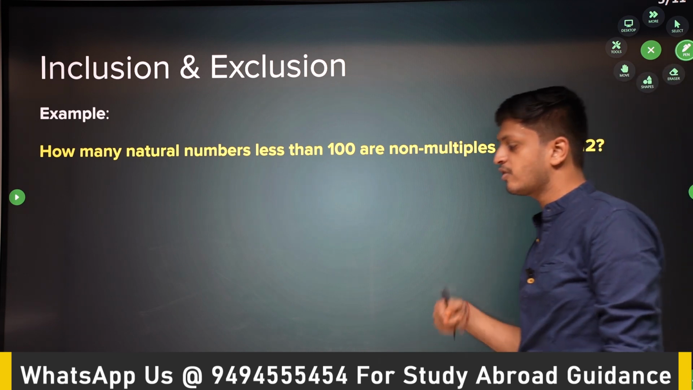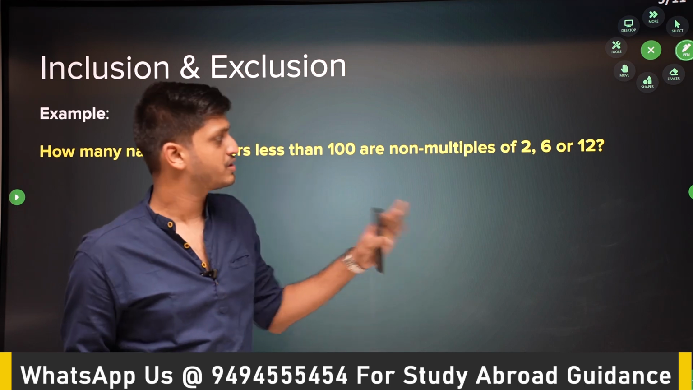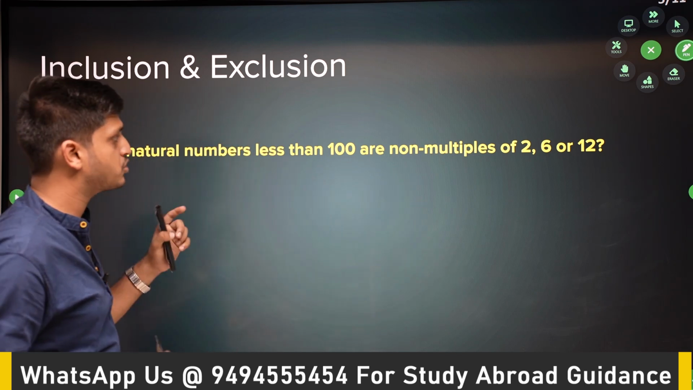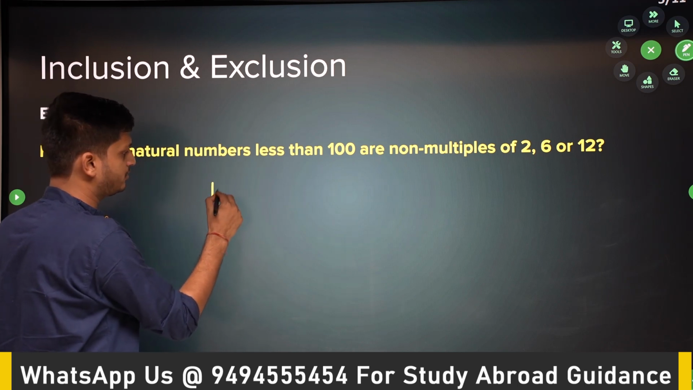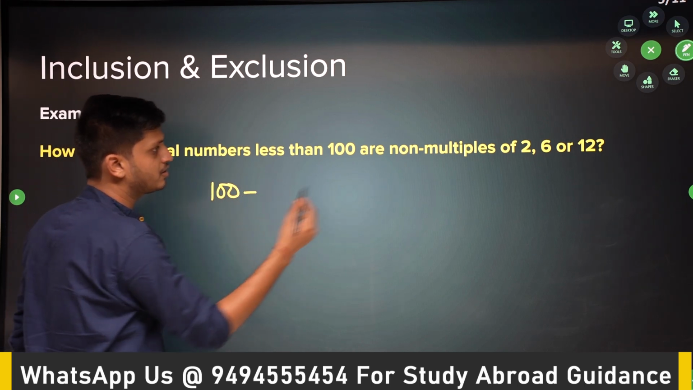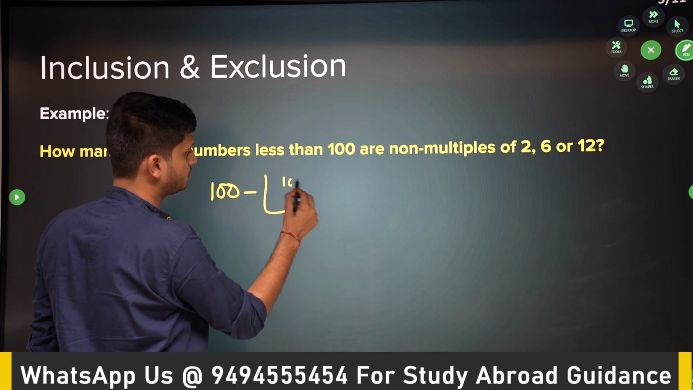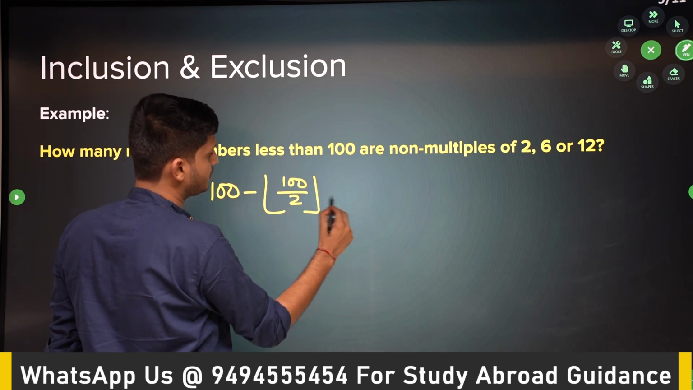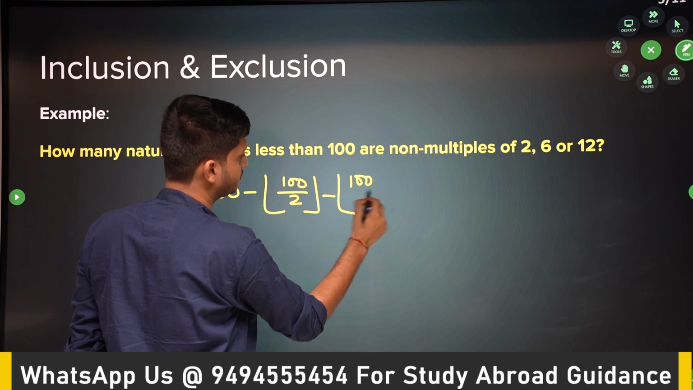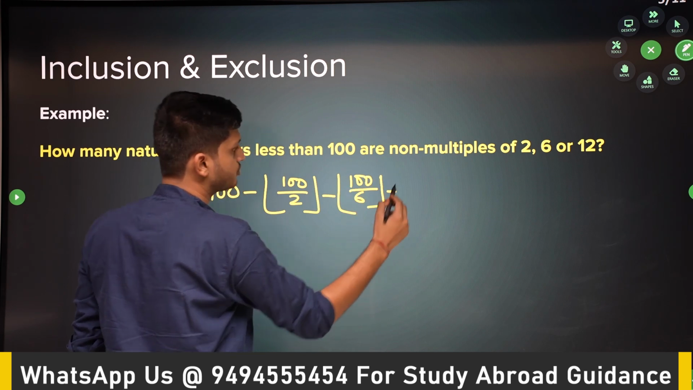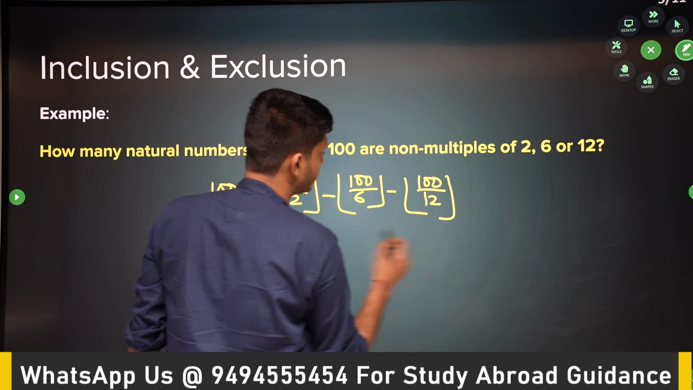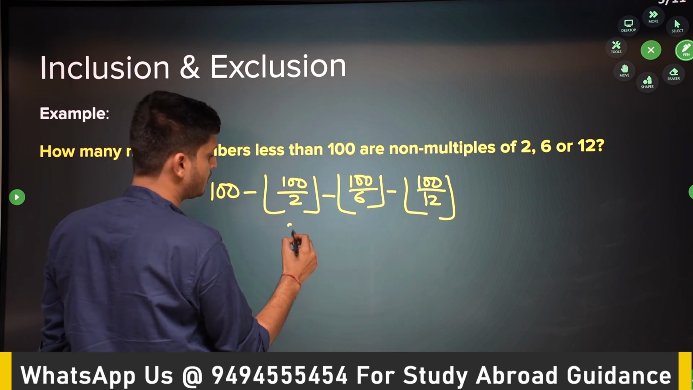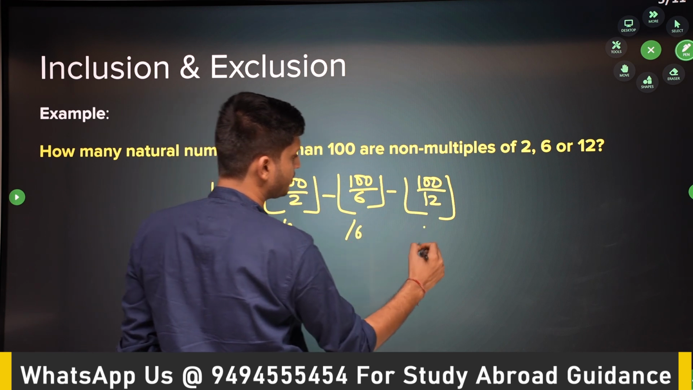So similarly, we can solve one more problem using 3 sets: 2, 6 and 12. Now the number should not be divisible by 2 or 6 or 12. So again, we have 100 numbers minus those who are divisible by 2, minus those who are divisible by 6, minus those who are divisible by 12. So this is include, exclude. This is divisible by 2, this is divisible by 6, this is divisible by 12.